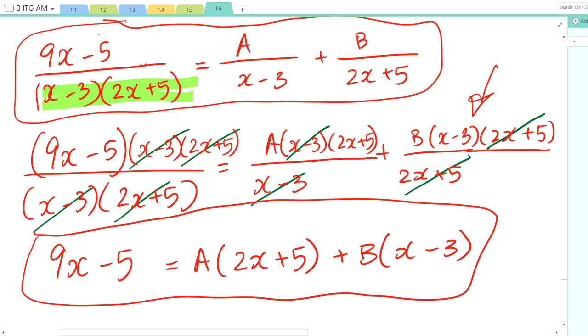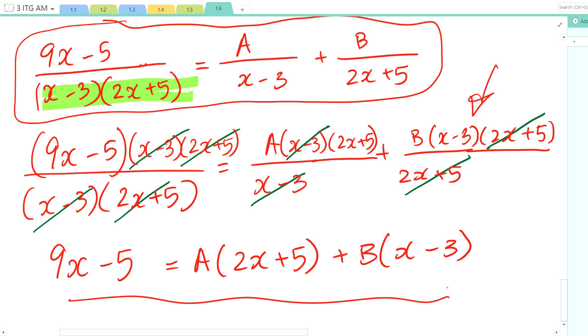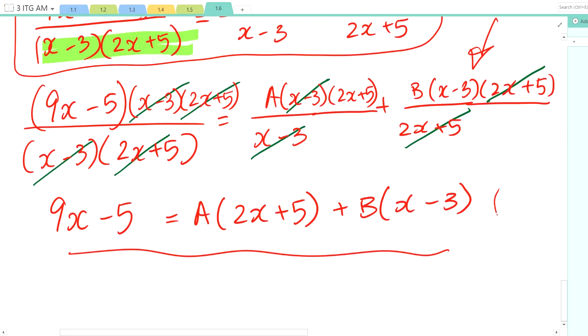I am going to leave only the numerator, which is 9x minus 5, and it is going to be equals to A multiplied by the entire denominator that is highlighted in green divided by x minus 3. Of course, I'm going to have 2x plus 5 left, and I'm going to have plus B times x minus 3. You can do this step, you can do the previous step, all the cancellation mentally. What's important is that you obtain this. Now from here on, obtaining the value of A and B is very straightforward, and we are familiar with it already.